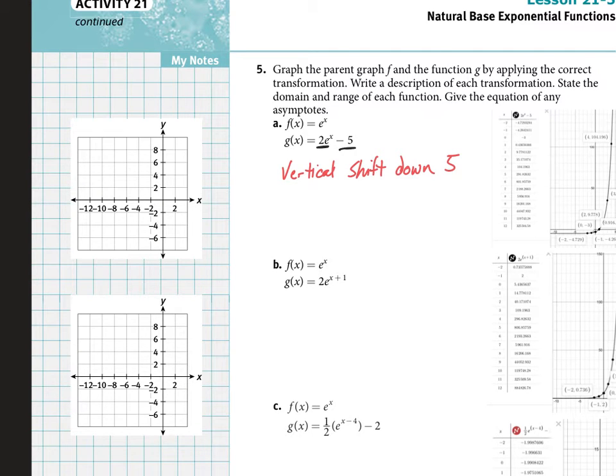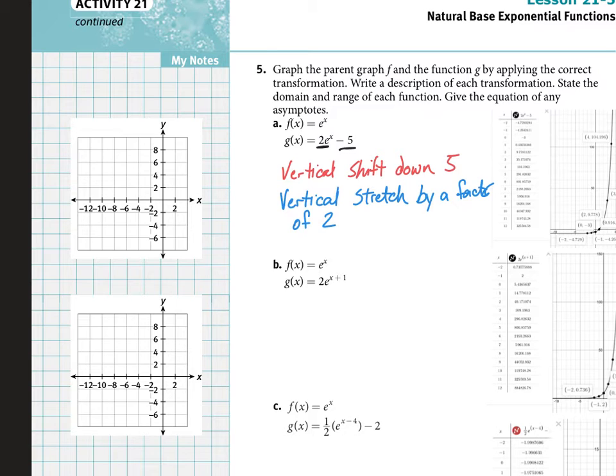We have another action happening outside of the parentheses, which is vertical. It is not adding or subtracting, it is multiplying or dividing, so it is a stretch. And it's stretching by whatever the number is, by a factor of 2.